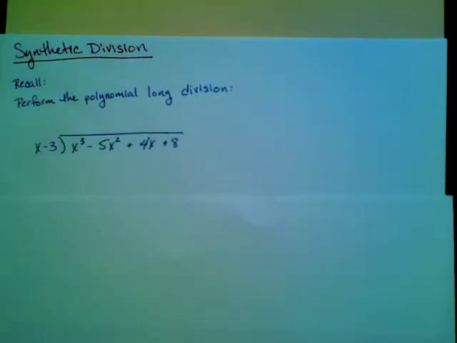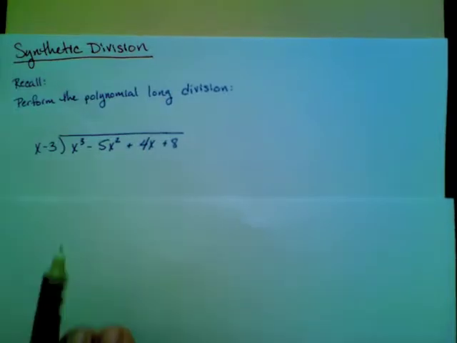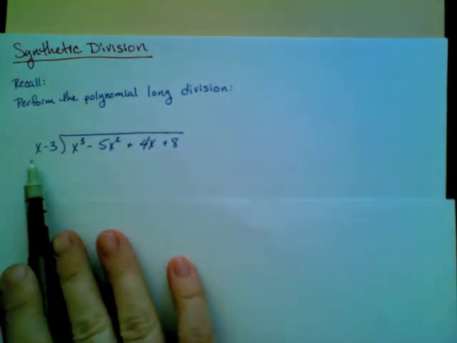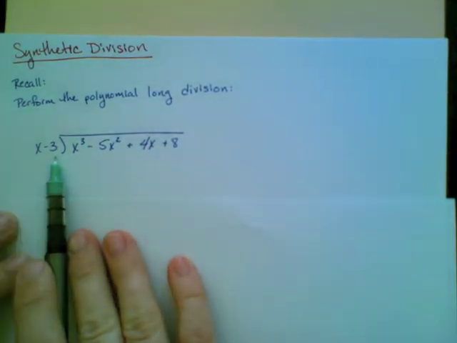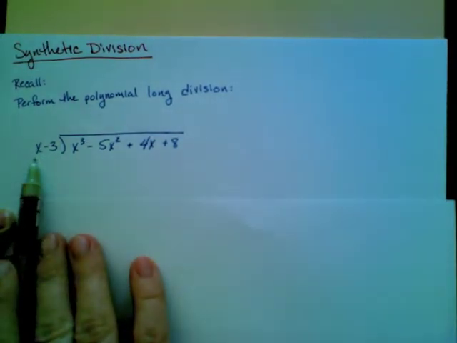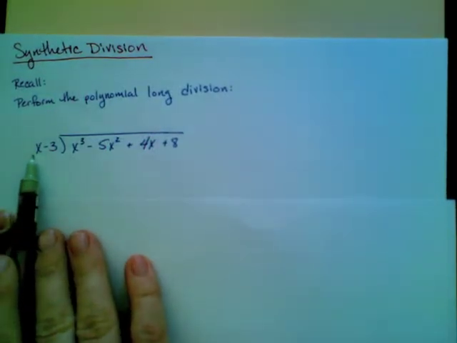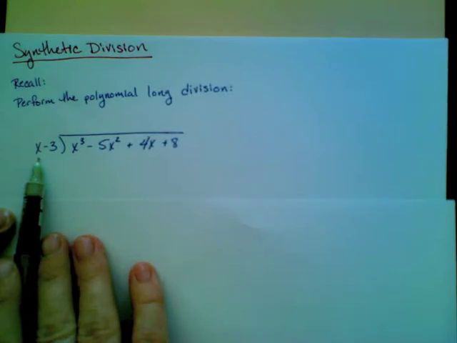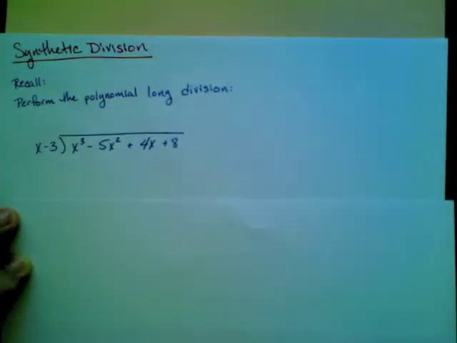But I want to begin by refreshing our memory about a high school topic, polynomial long division. So we're going to perform the polynomial long division x cubed minus 5x squared plus 4x plus 8 divided by x minus 3. Now this is our divisor. It is linear because it's of degree 1, and it has a slope of 1. So this does meet the qualifications for our shortcut. So we will be applying the shortcut to this same problem, but first we're going to do it the long way.